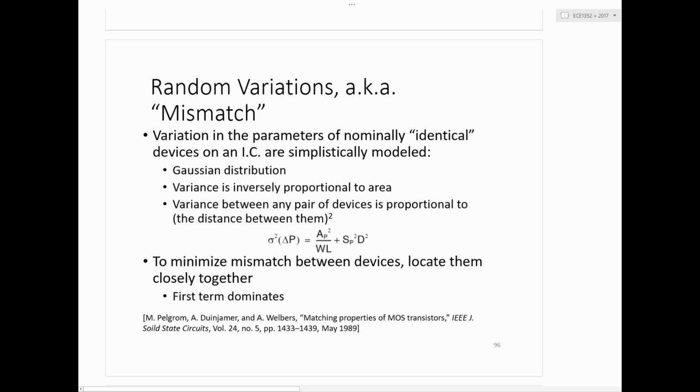So lastly, sorry, we're going to end up with only a few minutes for this, but as I said, it's really not rocket science. It's the idea of the random variations of the mismatch, which basically there's this so-called Pelgrom model for mismatch, named after the first author of the paper that introduced it.